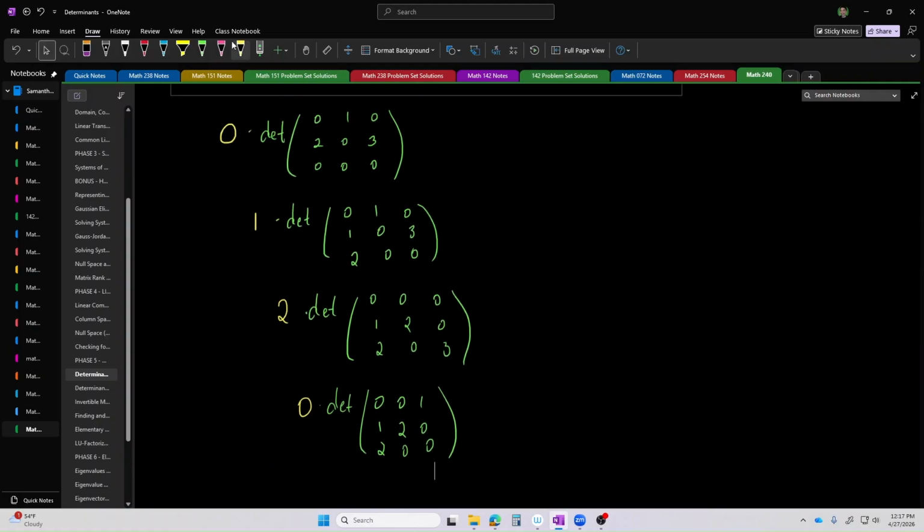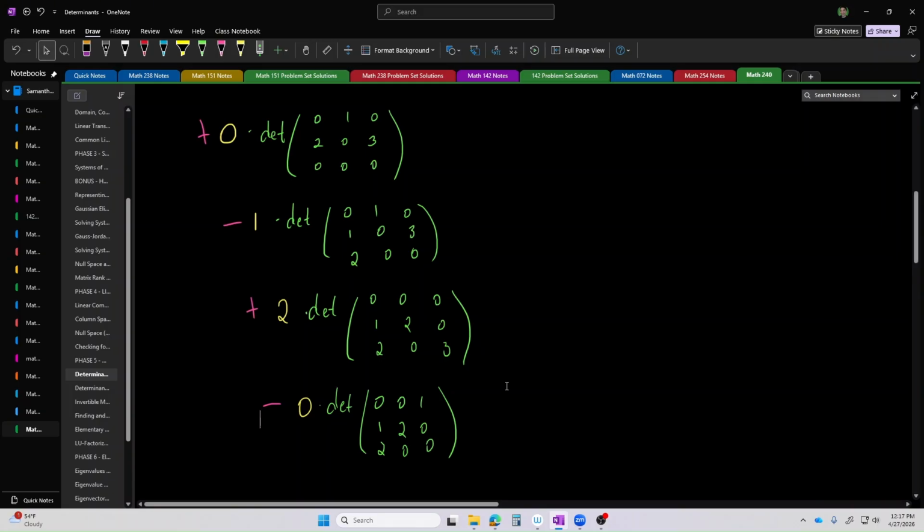Having extracted those entries, you would then go through the terms and alternate: the first term plus, the second term subtracted, the third term added, and the fourth term subtracted. Plus, minus, plus, minus. So all that would be left to do at this point would be to actually calculate these 3 by 3 determinants, right? Calculate each of these 3 by 3 determinants, and then those unpack and unravel into a succession of 2 by 2 determinants.